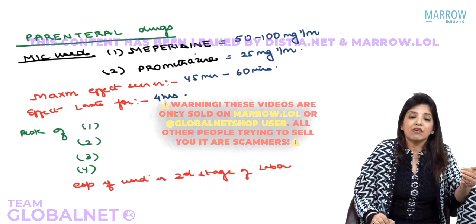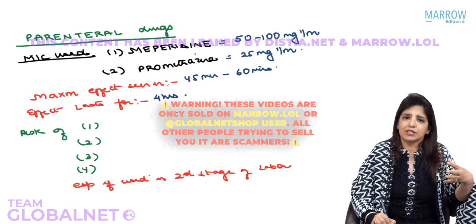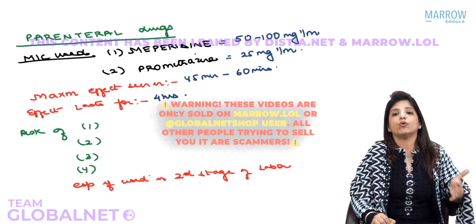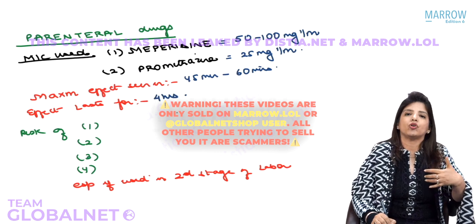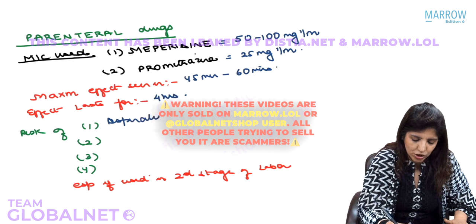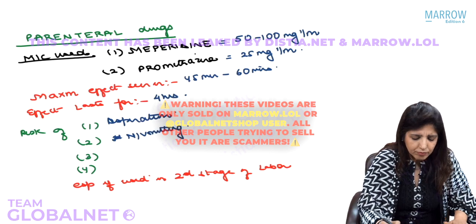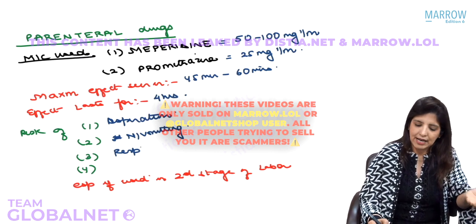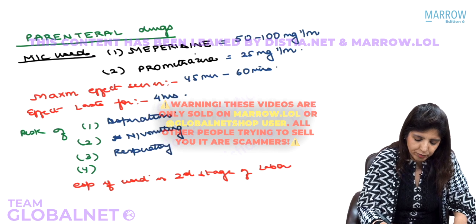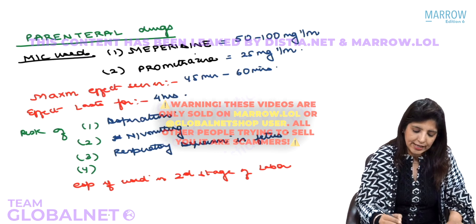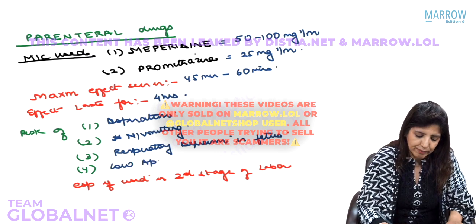Right? Now, because the effect is going to come after around 45 to 60 minutes, you may be tempted to give these injections IV. Now, if you give these injections IV, that can lead to a lot of problems during labor. For example, there is increased risk of aspiration. There is increased risk of nausea and vomiting. These drugs can cross the placenta and they can lead to respiratory depression in the fetus, right? And that can give a low APGAR score.